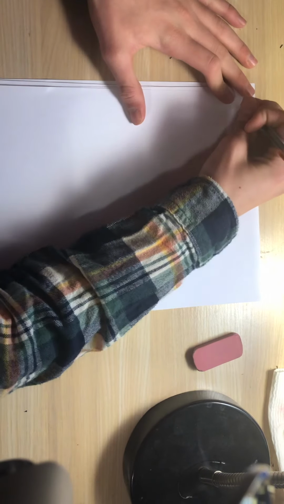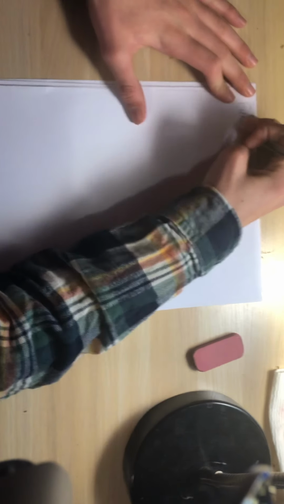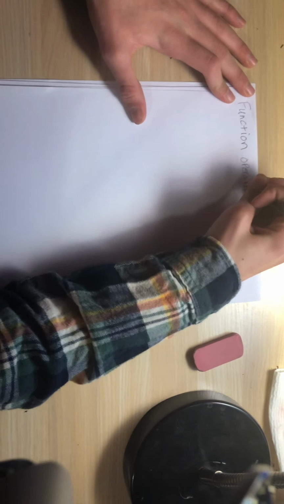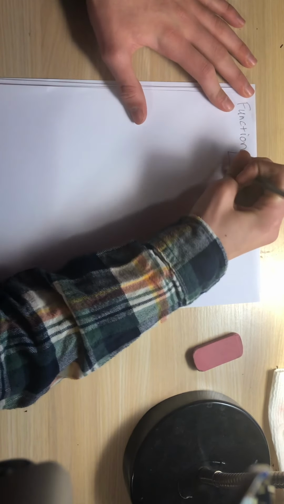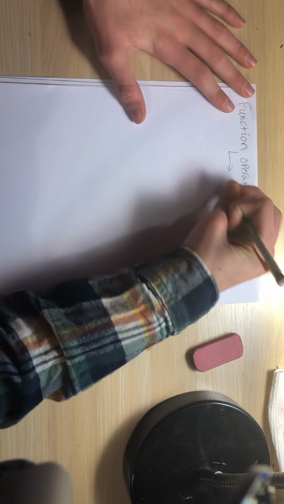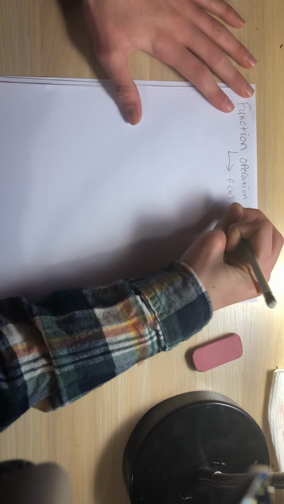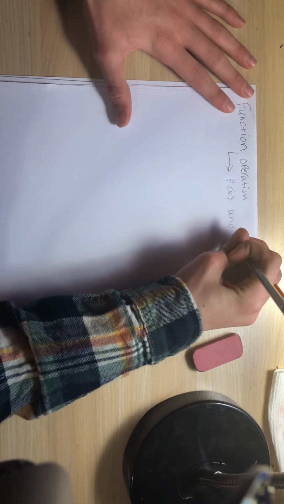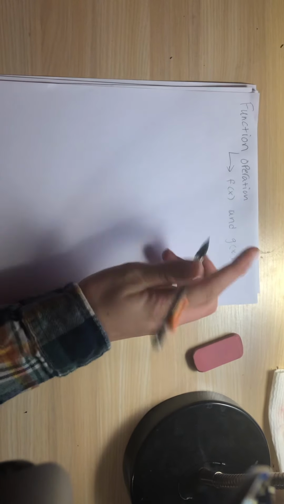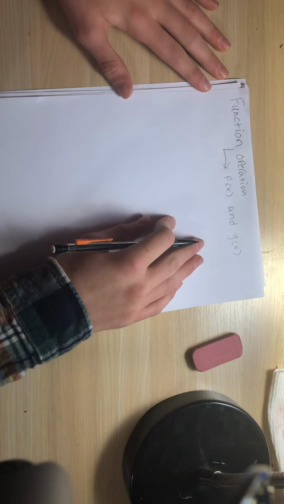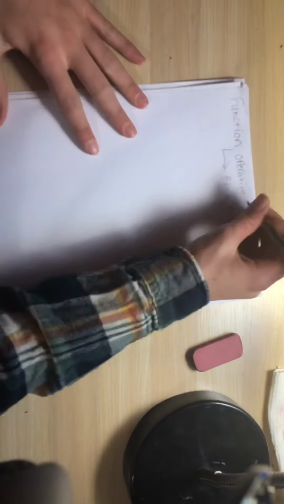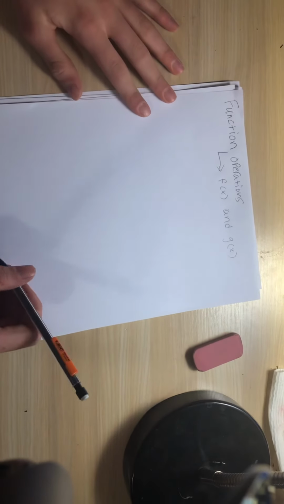So, in function operations, it really uses two main notations, which are f of x and g of x. Those notations will look weird in these upcoming equations, which are crucial to function operations, but they will make sense.